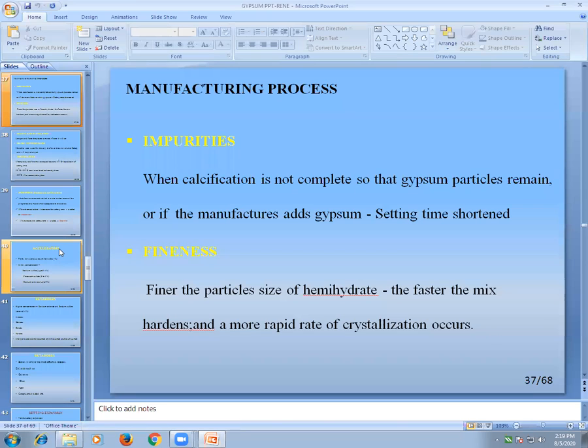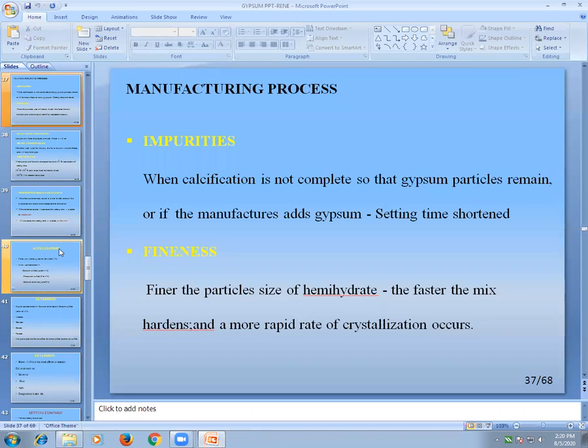So the manufacturing process, again here, impurities. Impurities is as in gypsum. Gypsum is what, again, when the calcination is not complete, so the gypsum particle remains, or if the manufacturers add gypsum, the setting time is shortened. So gypsum is basically dihydrate. So when there is dihydrate present, it accelerates the rate of setting. So this is again one of the factors.